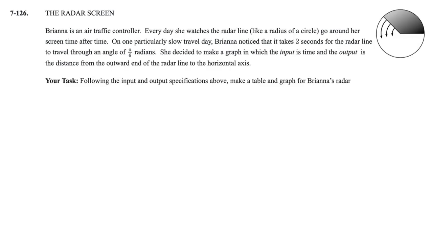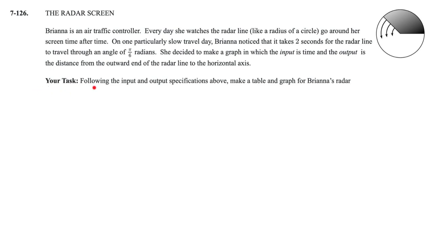So we're going to take a look at this problem, which says that Brianna is an air traffic controller. Every day she watches the radar line that goes around in circles here. On a particularly slow travel day, Brianna knows it takes 2 seconds for the radar line to travel through the angle of pi/6 radians. So it's taking about 2 seconds to go about 30 degrees there. She decided to make a graph in which the input is time and the output is the distance from the outward end of the radar line to the horizontal axis. So basically that radian or degree measurement there.